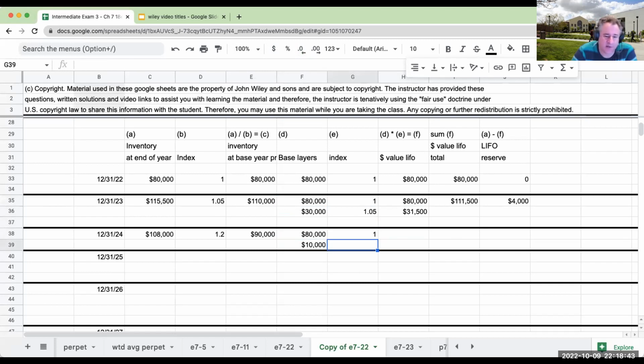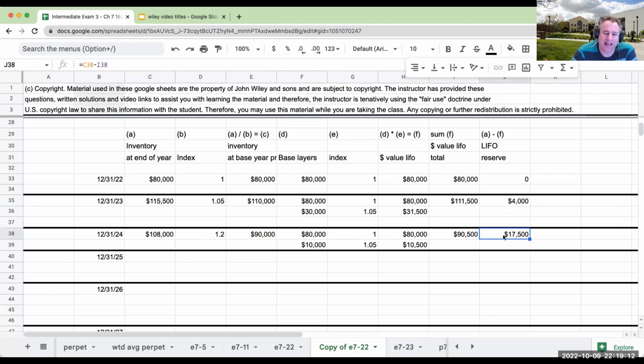Okay, so my index, I'm just going to pull these from the previous ones before. And I'm going to get 80,000 and then 10,500. Okay, so my inventory under dollar value LIFO is going to be 90,500. So the amount of the LIFO reserve that I need is going to be 108 minus 90,500 or 17,500.